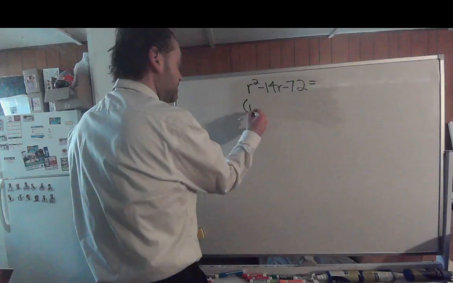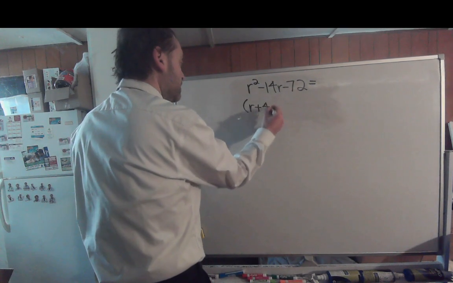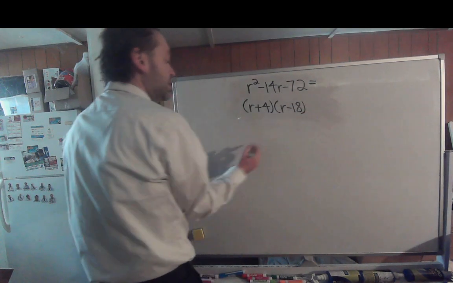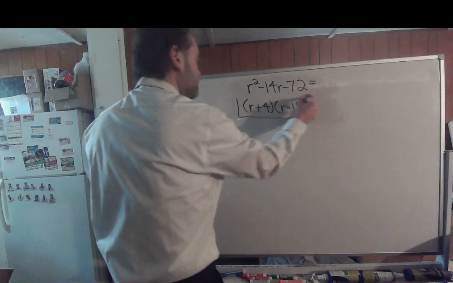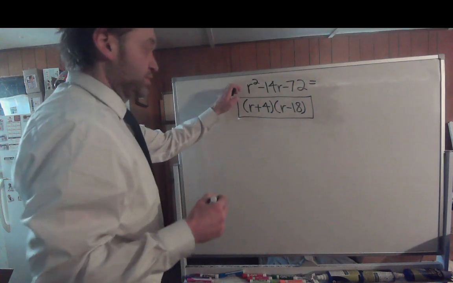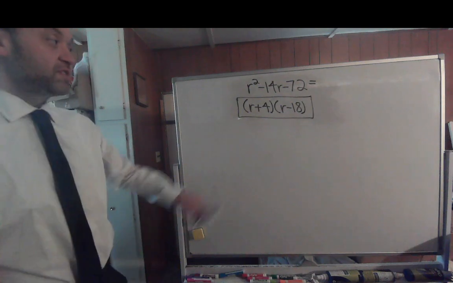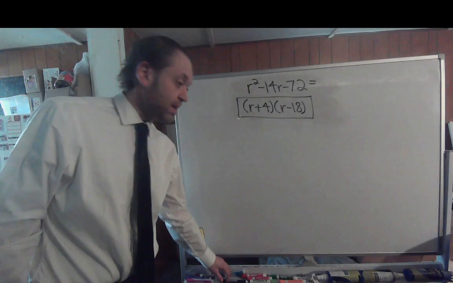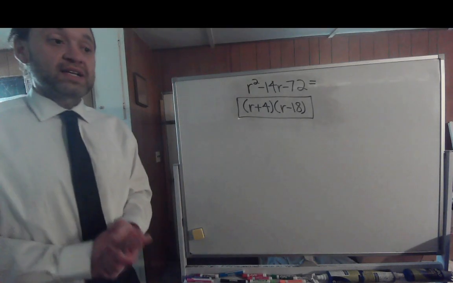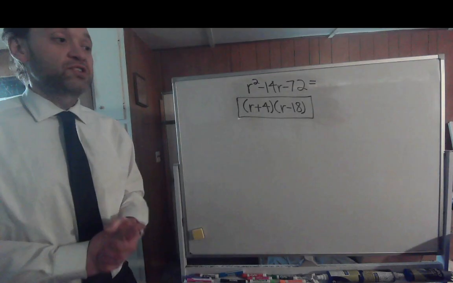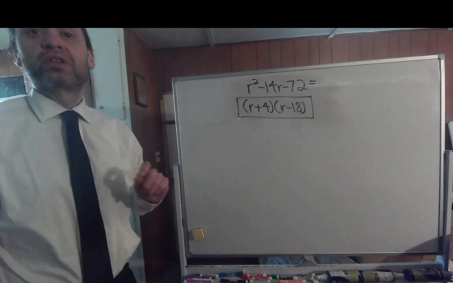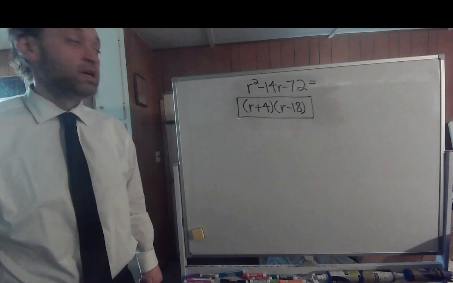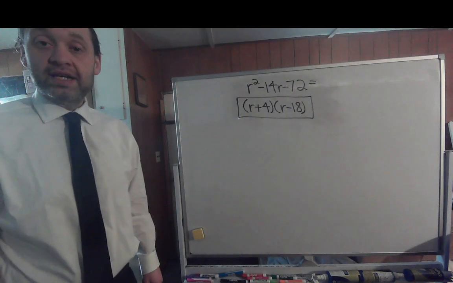So it's going to be r plus 4 times r minus 18. And if you FOIL this out, you would in fact get the original expression. So this factors into r plus 4 times r minus 18. So that's it for this lesson. Next lesson, we are going to factor similar equations, only where the leading coefficient is not 1. It'll be anything other than 1. So I hope everyone has a great day. Take care.